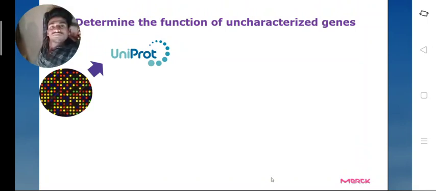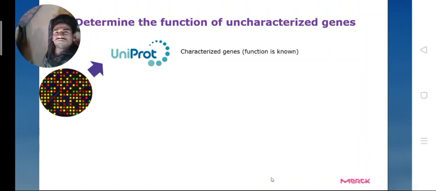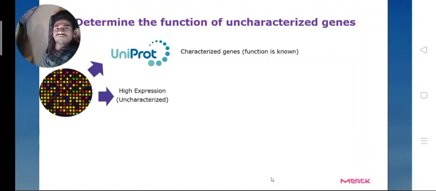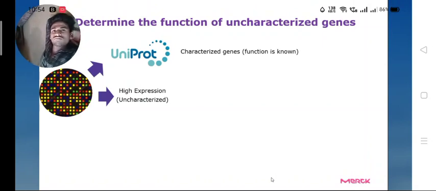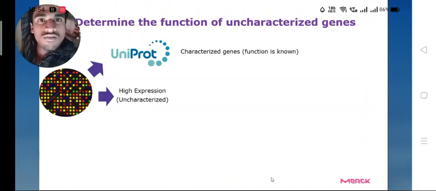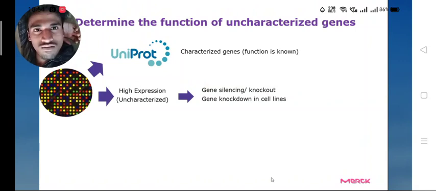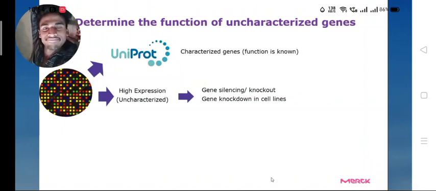But you will find that there are certain genes which are uncharacterized. No one knows about those genes. Those are still uncharacterized. And if the expression of those genes goes high, right, then probably you can characterize those genes. You can always silence those genes, right? And you can knock down those genes and then see what happens to the behavior of cells.